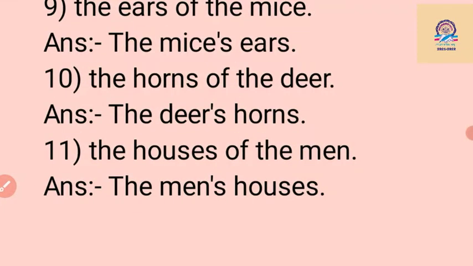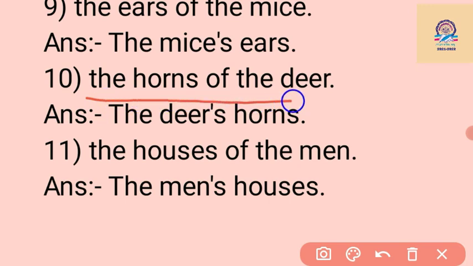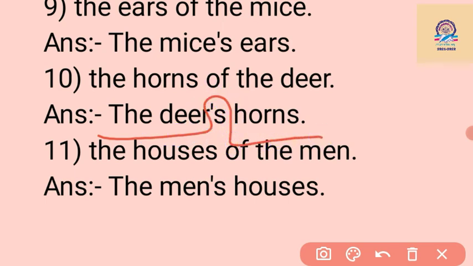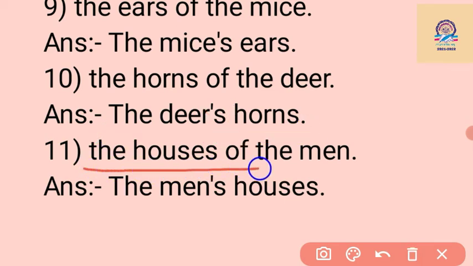Then the tenth example is also in such a way: the horns of the deer. The deer is a plural noun, but s does not come in the plural deer, because deer remains deer, no change. So we have to apply simple apostrophe s after deer. So the deer's horns here.